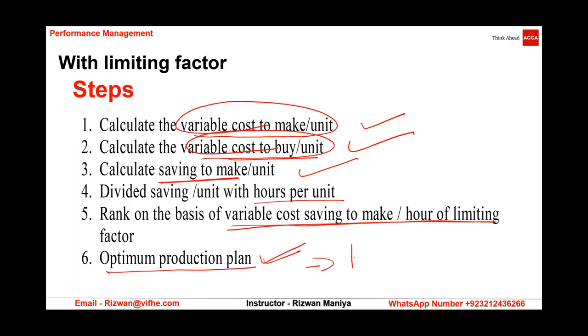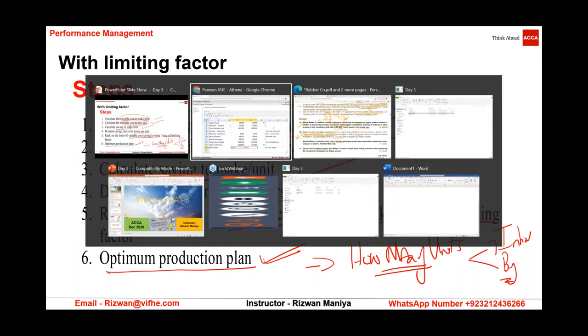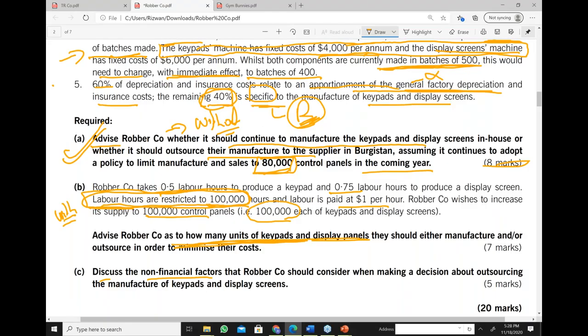And this will tell you how many units you will produce in-house and how many you will buy from outside. Yes. Okay, so this is what is being asked in the question as well. Let's quickly relate. It says, how many units of keypad should they either manufacture or outsource? Wow, what a connection.